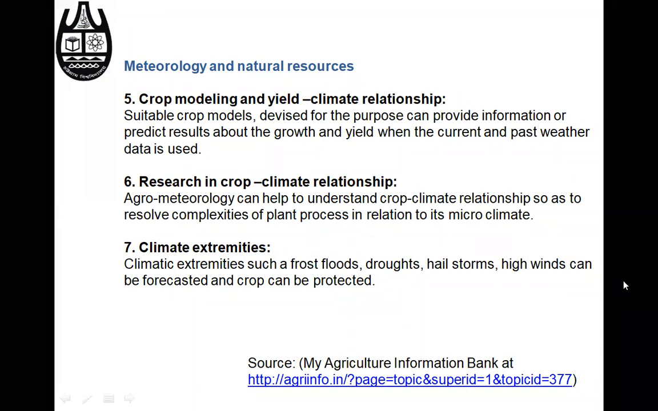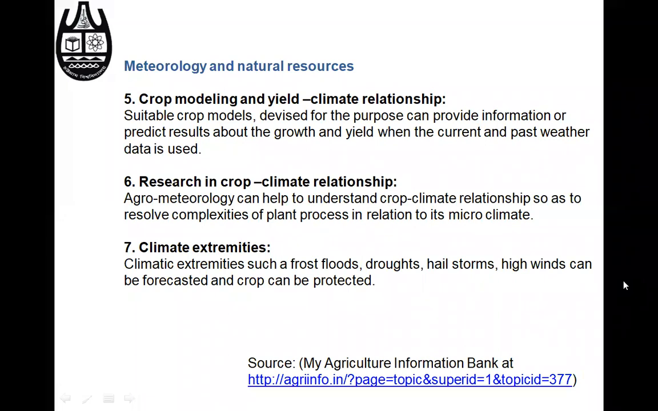So crop modeling and yield is dependent on meteorological knowledge and attributes. Then research in crop climate relationship. Many agrometeorological knowledge can also help to understand what is the relationship between a particular crop and the particular climate. And then we can also have very important decisions.